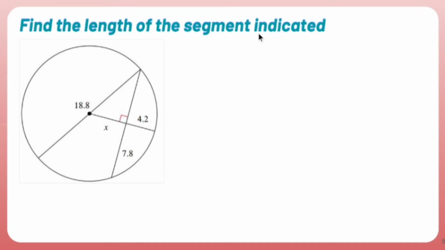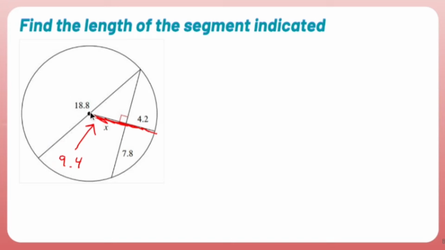Find the length of this segment indicated. So the segment that I need right here, x, is what I need to find. Let's see what I have. I have a diameter. The whole diameter is 18.8. That would make this the radius, which if the diameter is 18.8, oh, this is good news. That means the radius is going to be half the diameter. So that whole red line is going to be half of 18.8, which is 9.4.